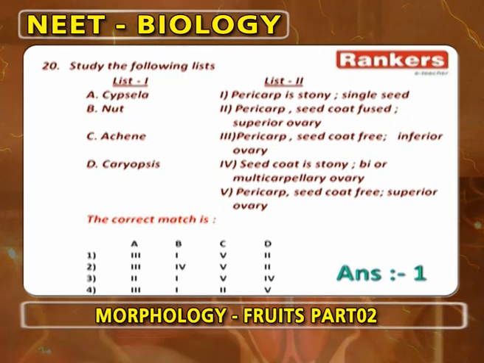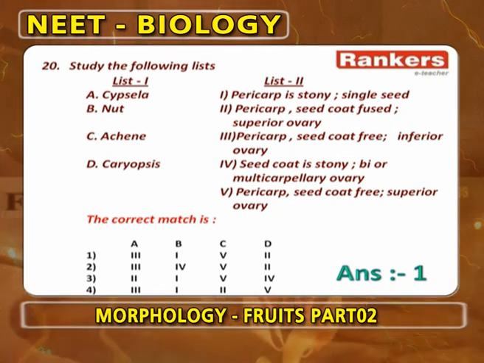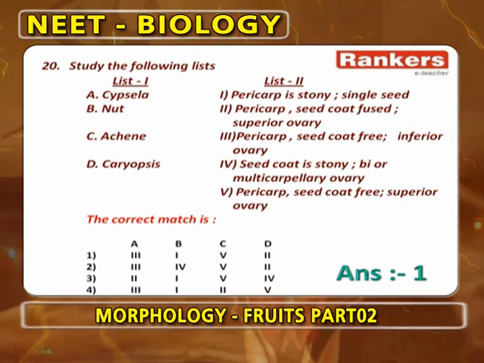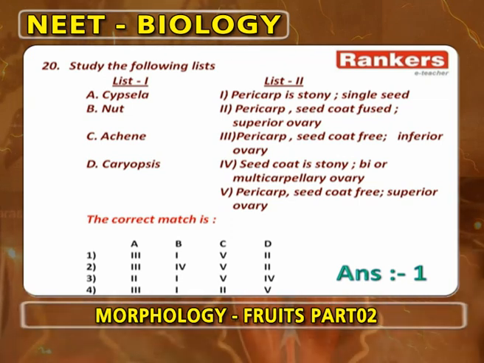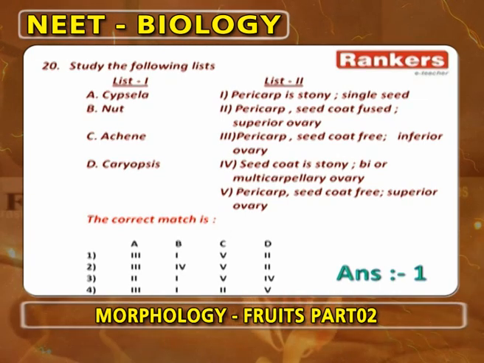Graminae or Poaceae, and it is always fruit wall and seed coat are completely fused. Here fruit is not called fruit, it is called grain. So Cypsela, nut, achene, caryopsis. Pericarp is stony, single seed. Pericarp and seed coat fused, superior ovary. Pericarp and seed coat free, inferior ovary. Seed coat is stony, bi or multicarpellary ovary. Pericarp and seed coat free. Answer is A3, B1, C5, D2.